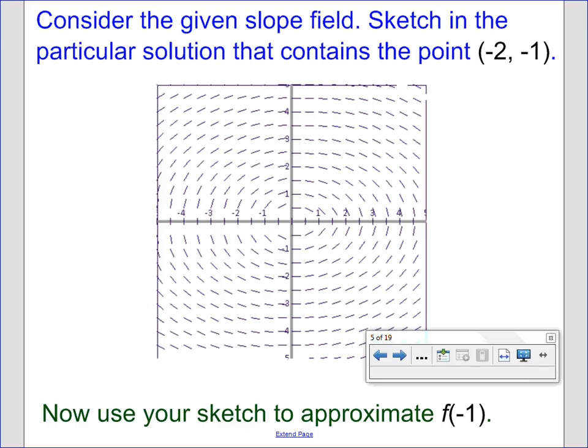In general, how does it appear that the family of solution curves resemble, just by looking at it informally? Tyler? Circles. Yeah, it looks kind of like circles. It might be an ellipse.